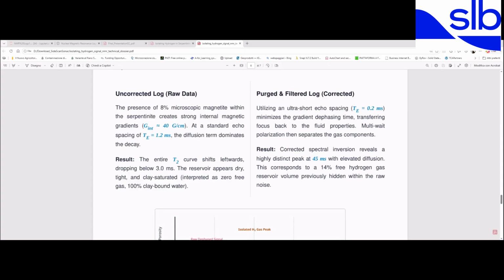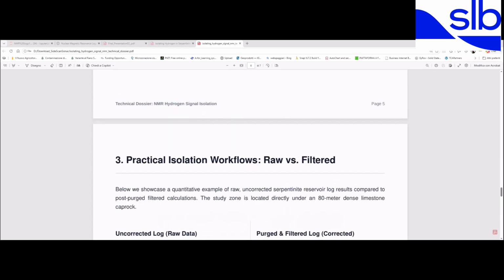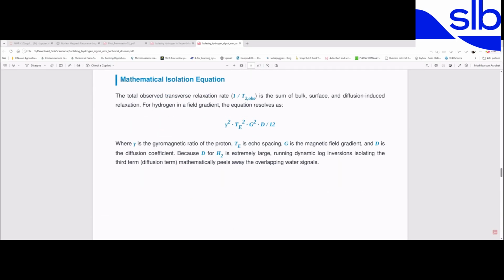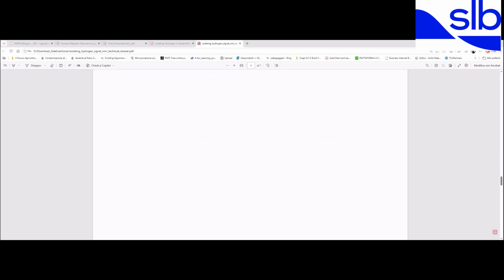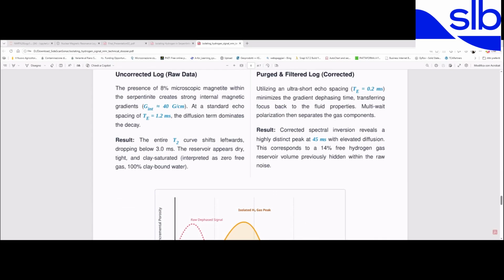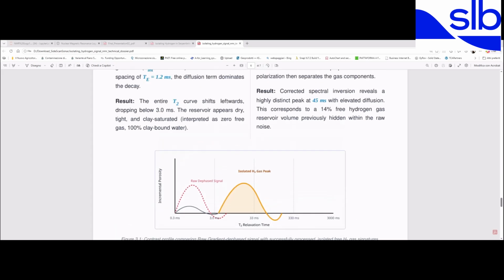In the uncorrected log, the presence of 8% microscopic magnetite within the serpentinite creates a strong internal magnetic gradient field, which alters the total T2 relaxation value. At a standard echo spacing of 1.2 milliseconds, the diffusion term dominates the decay. As a result, the T2 curves shift leftwards, dropping below 3 milliseconds. So the result of the presence of magnetite, and not a correct interpretation, is the shift of the curve.